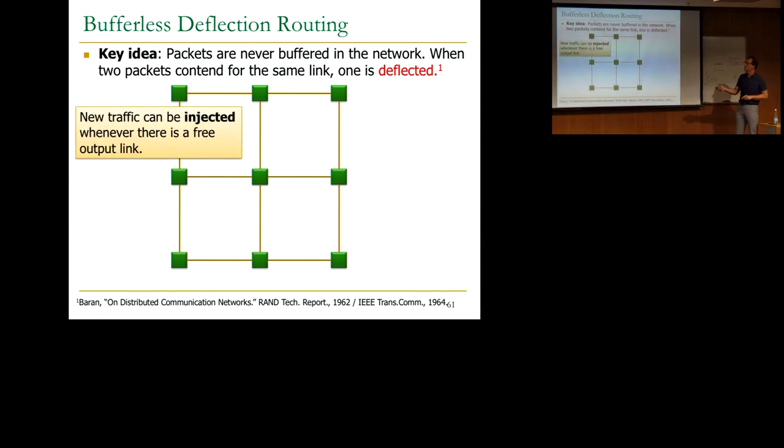And you inject new traffic whenever there is a free output link, which is good. Otherwise, you don't inject, because you have no buffers. You cannot inject arbitrarily. You just sense output links. And if there's no traffic, you just inject.